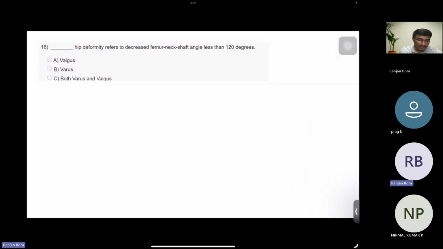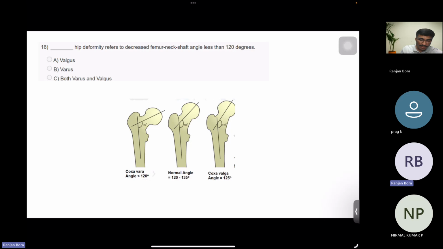Next question is, hip deformity refers to decreased femur neck shaft angle less than 120 degrees. What is the answer? Yeah, vera. So these are the types of hip deformities you can see. We have this coxa vera, in which the angle is less than 120, and in normal case we have angle in the range of 120 to 135 degree, and in coxa valga the angle should be greater than 125. So this is option B.